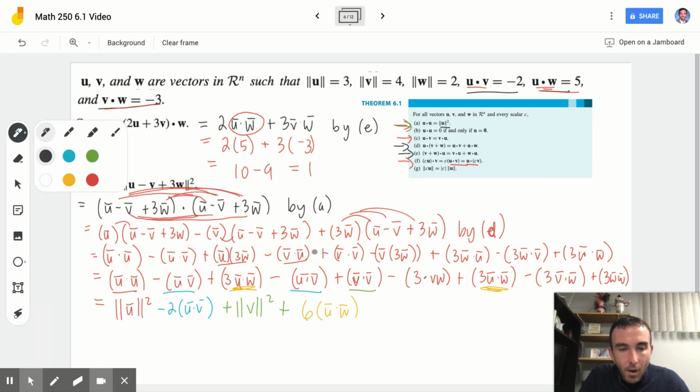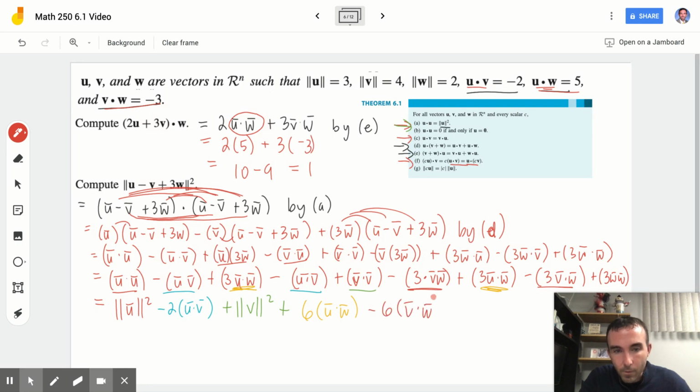And then I also have another group of like terms. I have 3 VW here and negative 3 VW here and negative 3 VW here. So that's going to be negative 6 VW. So that takes care of that.